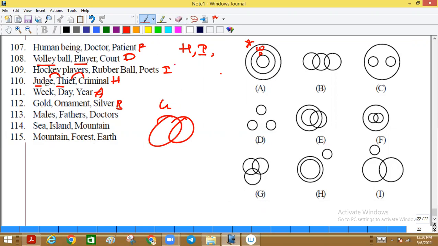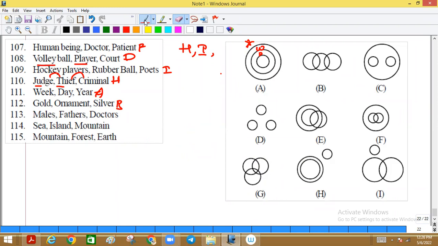In the same way, what about silver and ornament? All silver is ornament or only some silver is ornament? Some silver, no? Is there any relation between gold and silver? Gold is a different metal, silver is a different metal. These two are completely different metals. So option B is the answer. Good. So that is the approach. Okay, remember that.